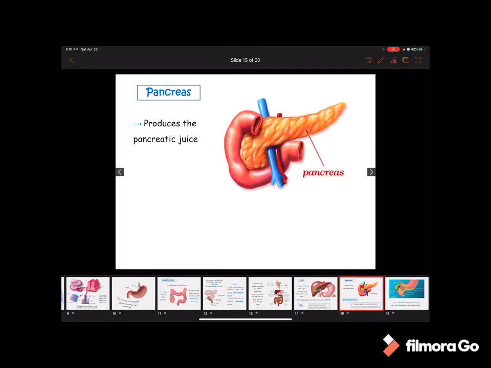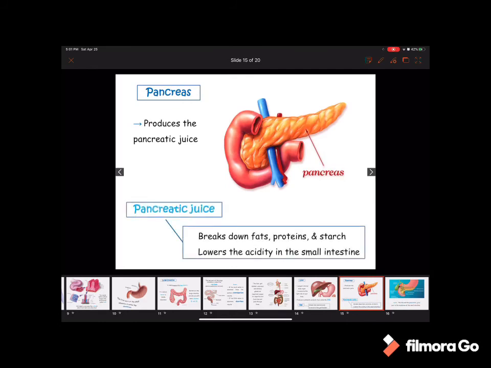And lastly, we have the pancreas. The pancreas also is an organ that is a part of the digestive system. However, the food doesn't go inside the pancreas because the pancreas will produce pancreatic juice. The pancreatic juice will break down proteins and starch, and it actually lowers the acidity in the small intestine. The small intestines are not acidic like the stomach is.